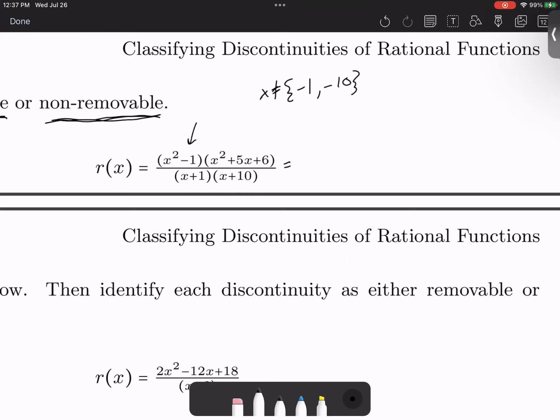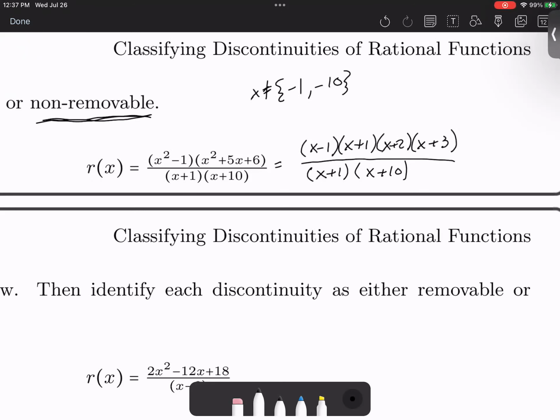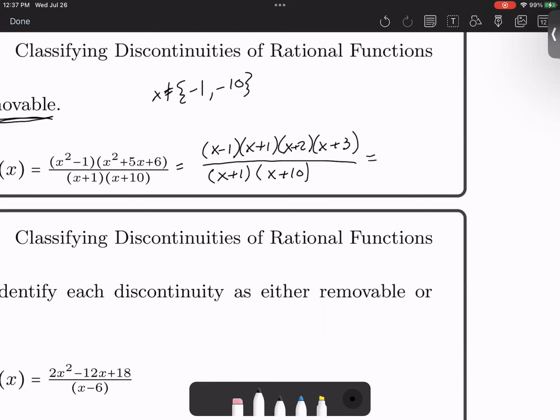That quadratic factor is going to break up as x minus 1, x plus 1. Double check me on that. And this quadratic factor, does that factor nicely over the integers? Yeah, we'll do x plus 2, x plus 3. Yep, that should do it. And double check me there as well. So we see that we do get some cancellation. This x plus 1 cancels with that x plus 1, but that's it.